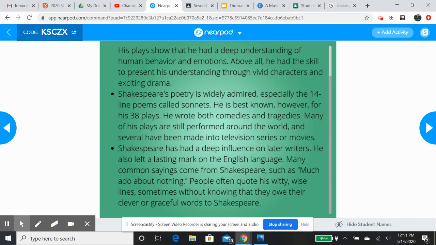Many common sayings come from Shakespeare, such as "much ado about nothing." People often quote his witty, wise lines, sometimes without knowing that they actually owe their clever or graceful words to Shakespeare.